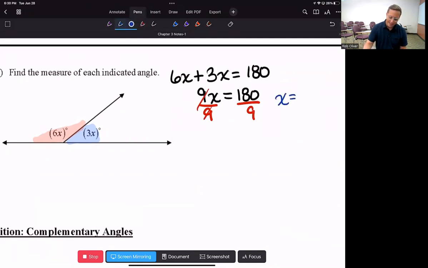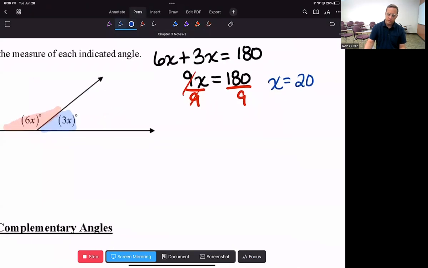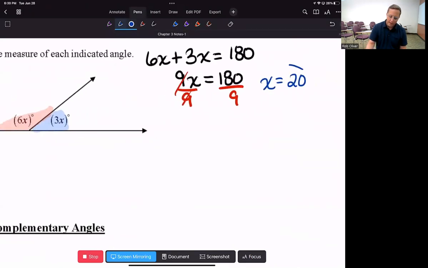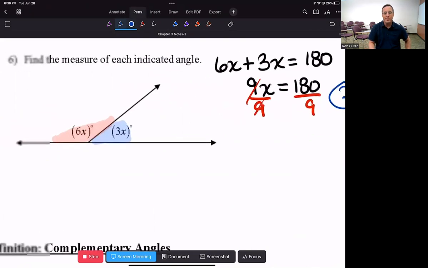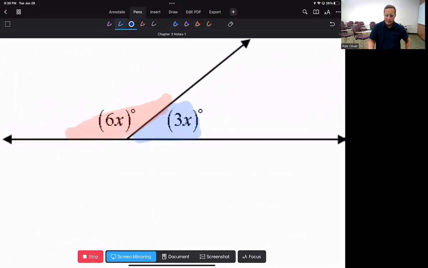And now you have it. So x equals 20. Remember again, that's what x is. That's not what the angle is. That's what x is, unless one of the angles is x, but that's not the case here.